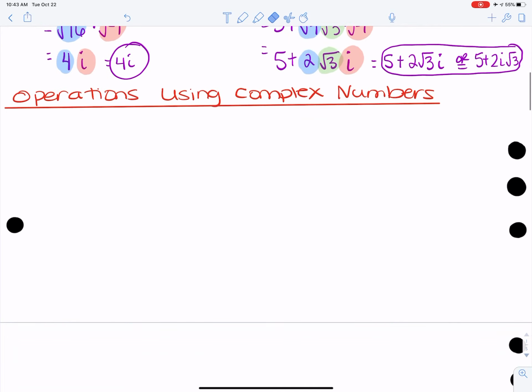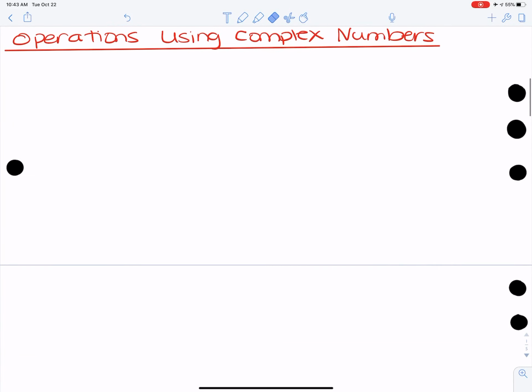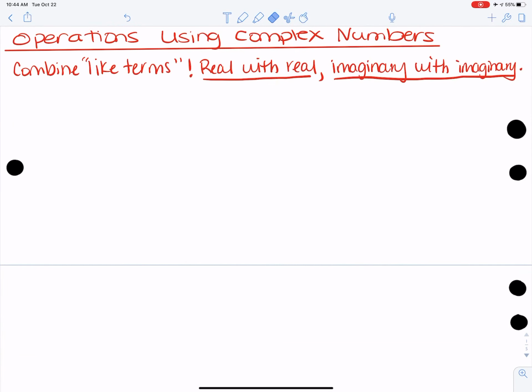Operations using complex numbers. So, first thing to know is that you're going to combine quote unquote like terms. The real with the real, imaginary with the imaginary. It's sort of like real recognize real, fake recognize fake. Okay, got a little hood there. But real with real, fake with fake, or rather imaginary with imaginary.